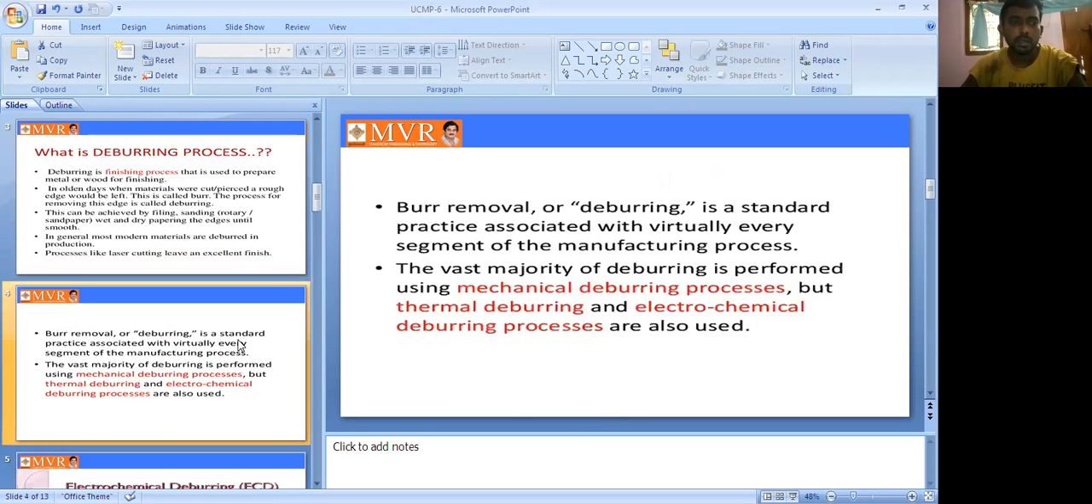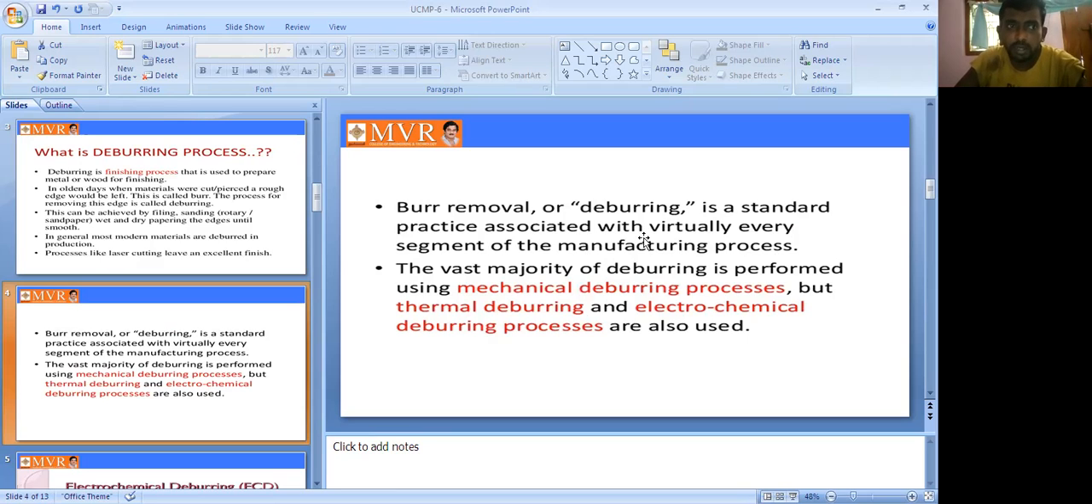Next, burr removal, or what we can call deburring, is a standard practice associated with virtually every segment of the manufacturing process. It is one of the standard finishing operations. You can use it for any kind of production operation, any kind of production manufacturing system. Deburring is one of the finishing operations.